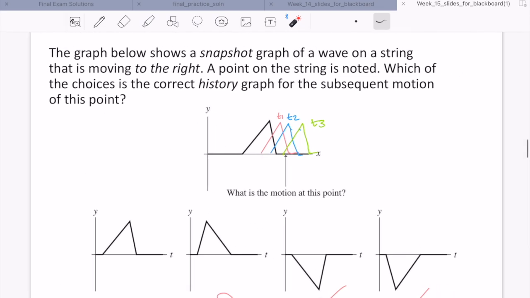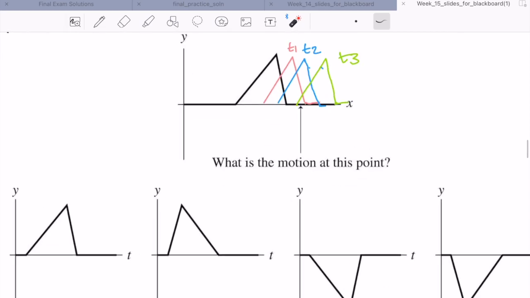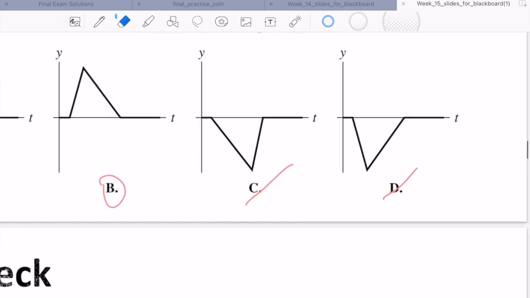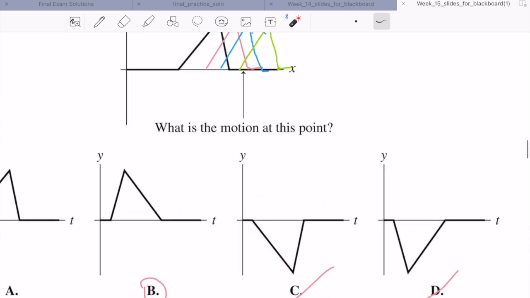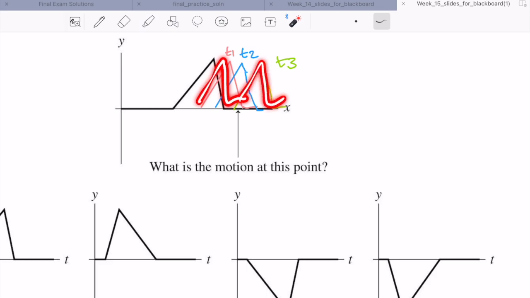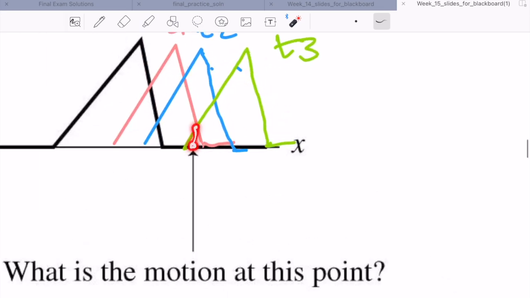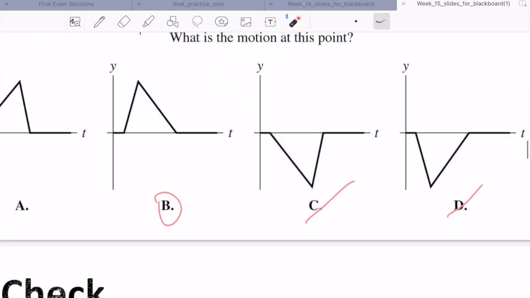So essentially, when I draw these multiple snapshot graphs, I see a movement of the particle upwards and then a movement of the particle downwards, right? So that automatically eliminates C and D, because I don't see it moving downwards first and then upwards. I see it moving upwards and then downwards. If I just repeat these drawings over again and ask how the particle is moving now, upwards or downwards, then I can see that it has moved upwards, at least initially. So that eliminates C and D.